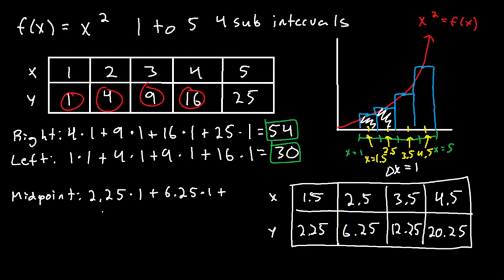But if we add all these together, 12.25 times 1 plus 20.25 times 1, you should get a final approximation of 41. Now this is a better approximation than the right and left Riemann sums. I guess in most cases midpoint will be a better approximation, but the best approximation is the trapezoidal rule.